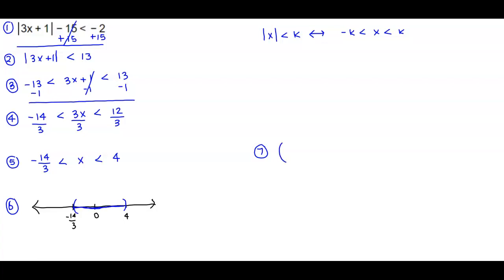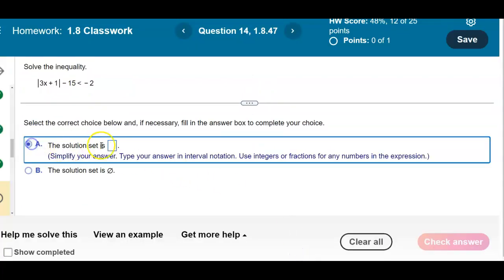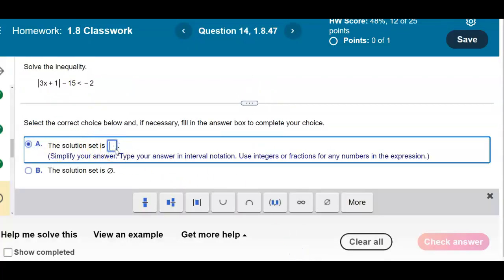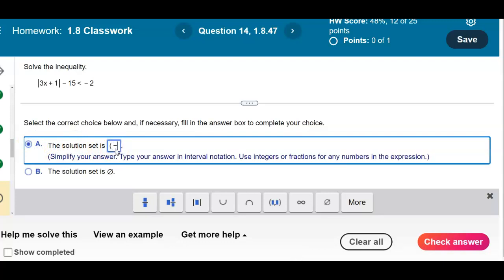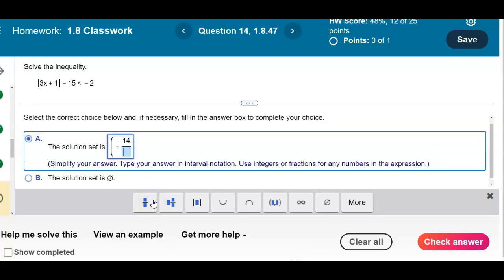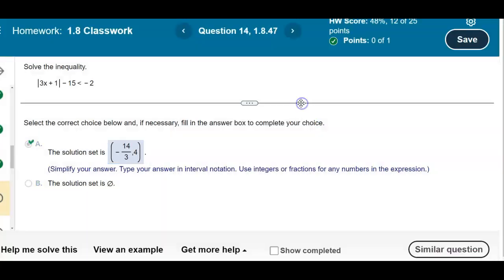So the solution is parentheses negative 14 thirds, comma positive 4, and let's check our result. So we have parentheses negative 14 thirds, comma 4 with a parenthesis. Check our answer, and there is our result.